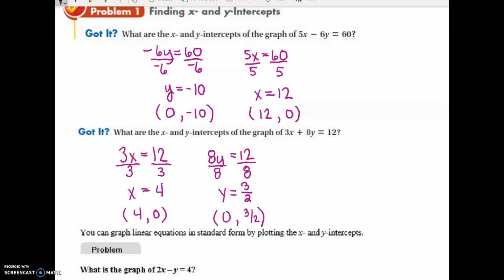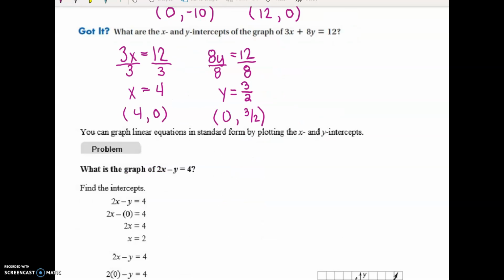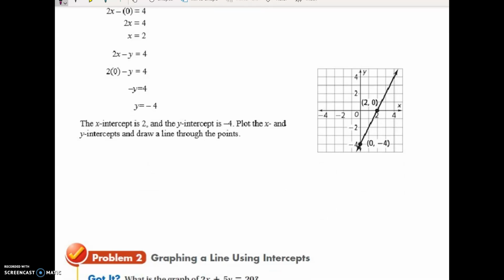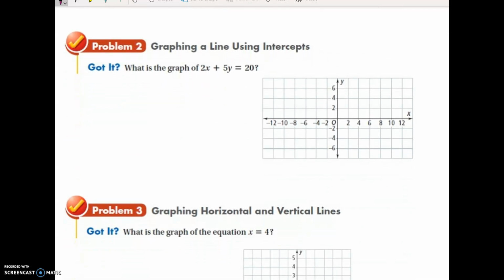Now, we can graph linear equations in standard form simply by plotting these 2 points. So here's an example where we're finding the intercepts, the x-intercept and the y-intercept, and then we are graphing those points and just connecting those together. So really a quick way to graph something if you just need to quickly see the graph of that. So let's just do one of those here.